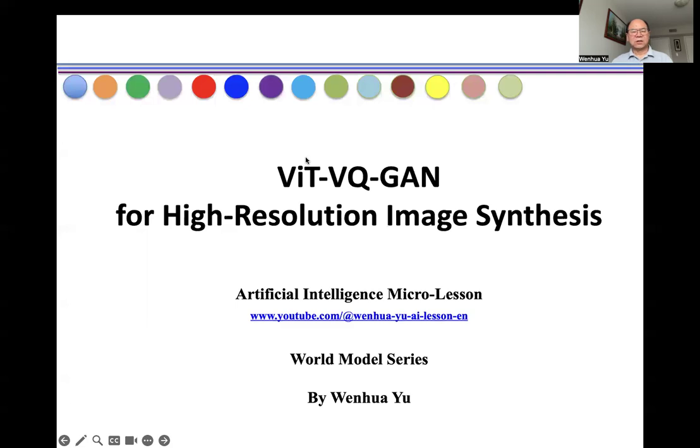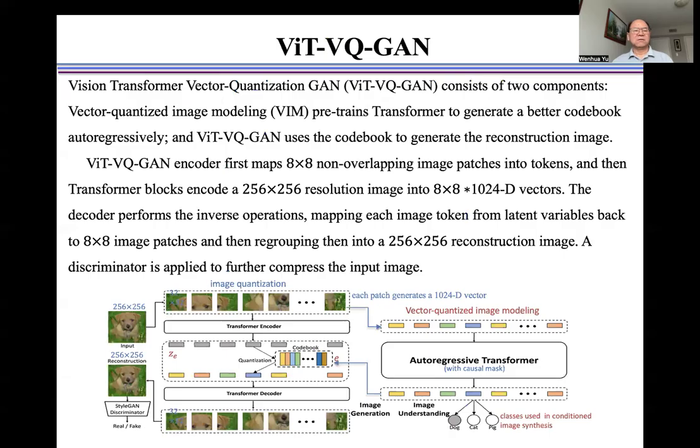In this video, I introduce vision transformer vector quantization GAN for high-resolution image synthesis. Vision transformer vector quantization GAN consists of two components, namely vector-quantized image modeling, which pre-trains the transformer to generate a better codebook autoregressively, and ViT-VQ-GAN, which uses the codebook to generate the reconstruction image as shown here.